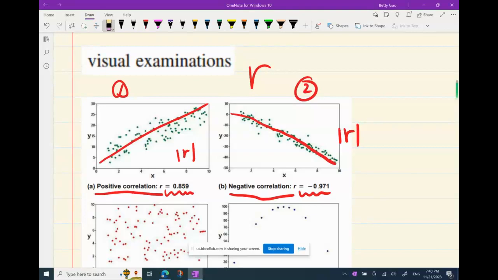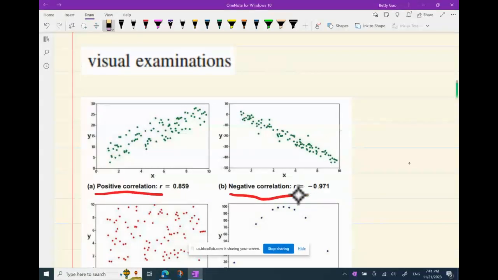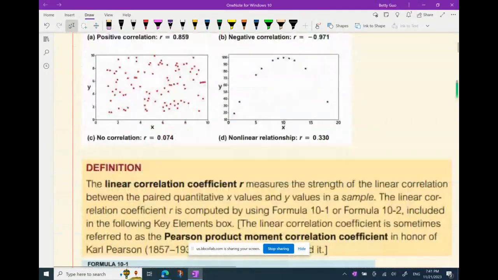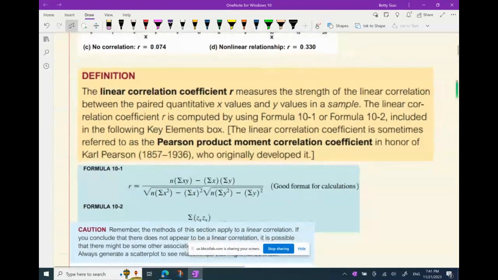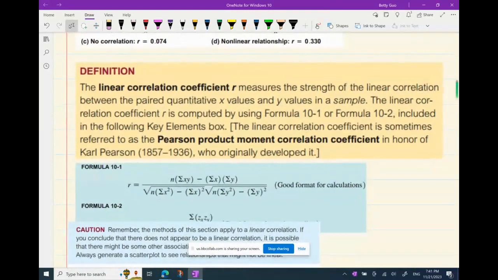Those are just some very basic things about the linear correlation coefficient. Now I can show you the formal definition of the linear correlation coefficient R. We need to remember the notation: we use the lowercase letter R to represent the linear correlation coefficient. Keyword: linear. This value only measures the strength of the linear correlation, not any other types of correlation.